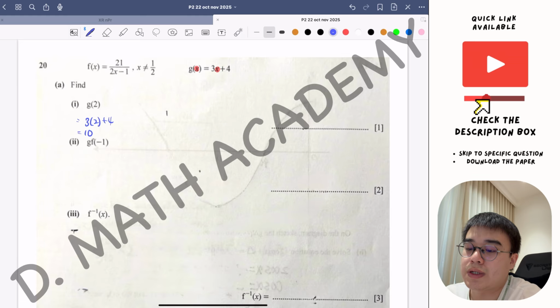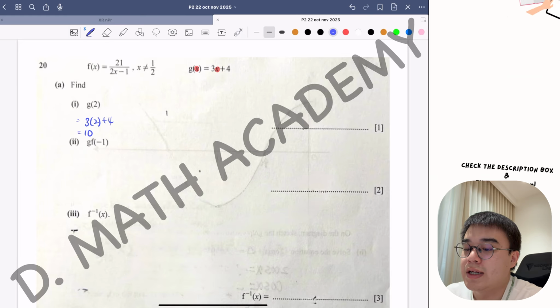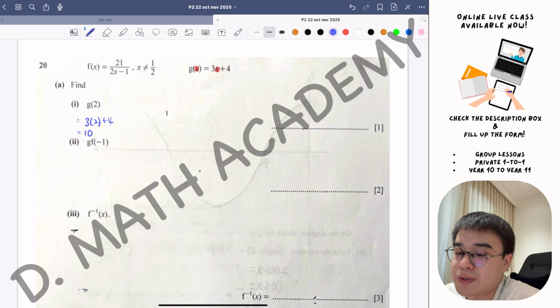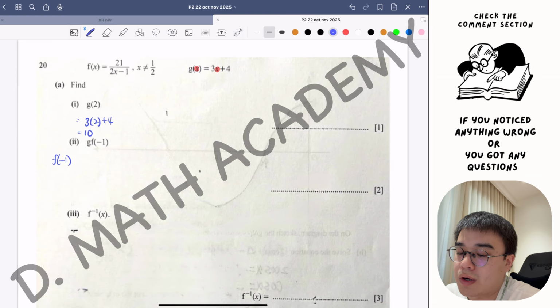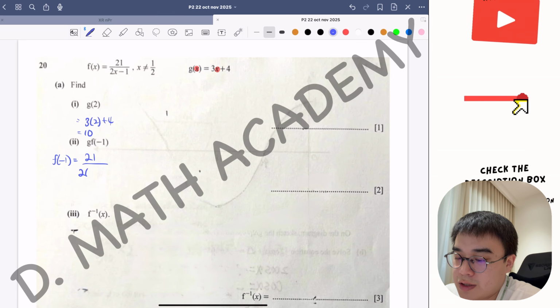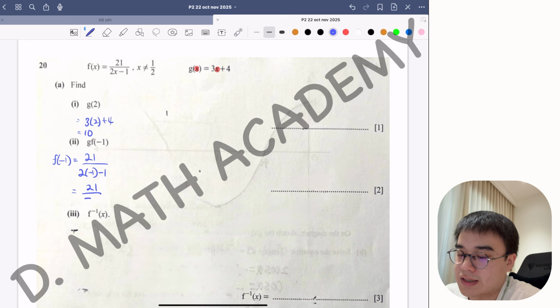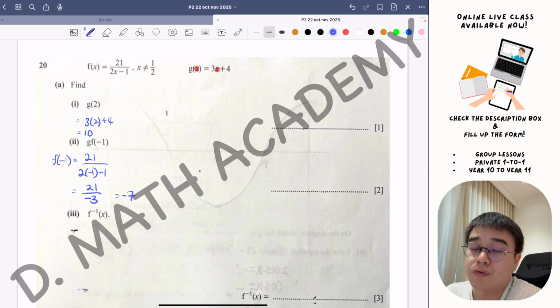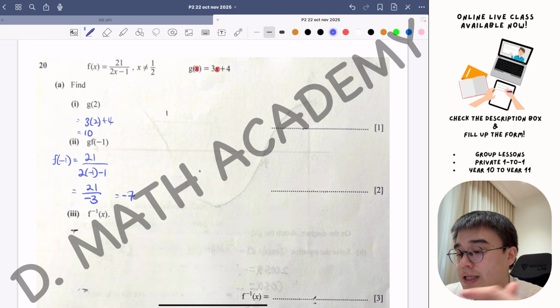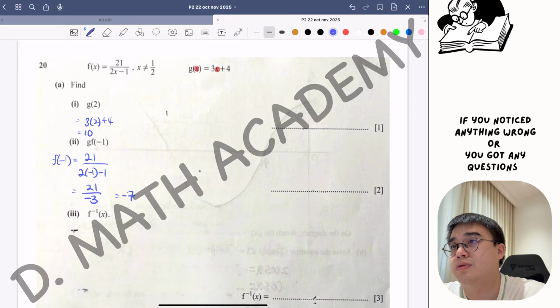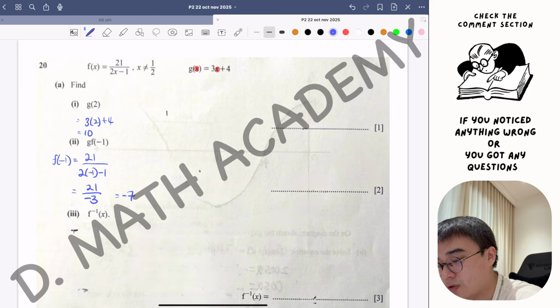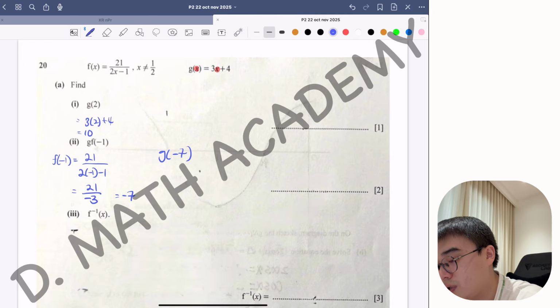Okay, so for the next one, we call it composite function. For questions like this, if you are really weak in function, feel free to just split it up and work out your f negative 1 first. Because when you cut it into pieces, sometimes it will make the question easier. So our f negative 1 generated a negative 7 as the result. So you need to utilize this negative 7 in your function g.